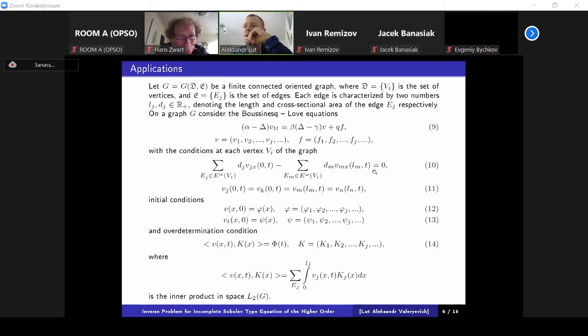Condition 10 is the flow balance condition, and condition 11 is continuity. Conditions 12 and 13 define the initial position and initial velocity on each edge of the graph, respectively. The overdetermination condition 14 means some average value over the entire graph. Well, this is the scalar product in the Banach space L2.